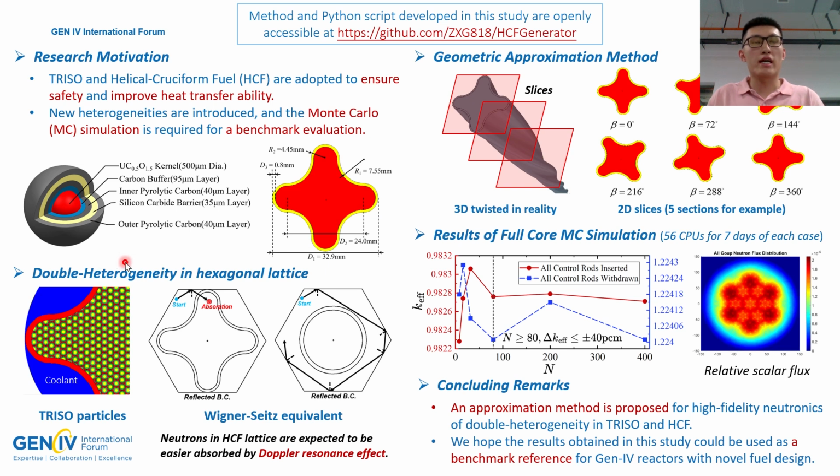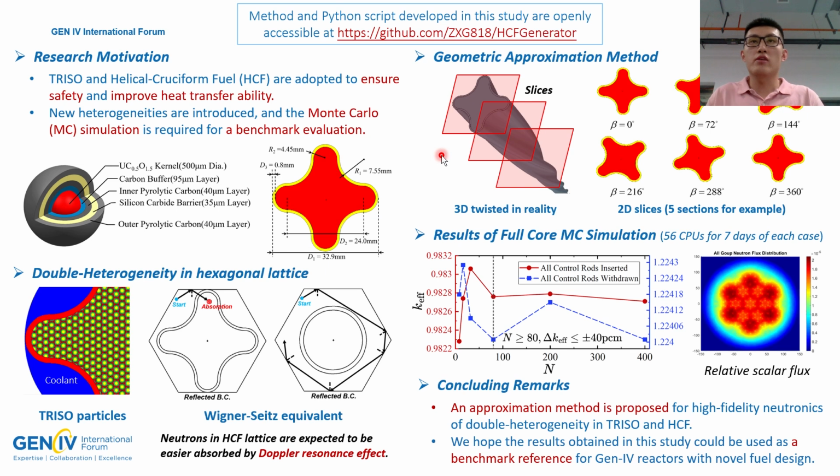Double heterogeneity in a hexagonal lattice is described here. The first heterogeneity is introduced by the TRISO particles, which need to be explicitly modeled, and the second heterogeneity is introduced by the HCF. We propose an HCF and a cylindrical fuel with the same fuel capacity, that is, the same size equivalent, in a hexagonal lattice with the reflected boundary condition. It is obvious that the neutrons in the HCF lattice are expected to be more easily absorbed by the Doppler resonance effect.